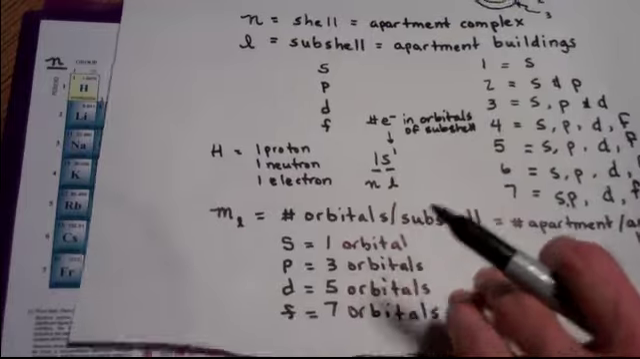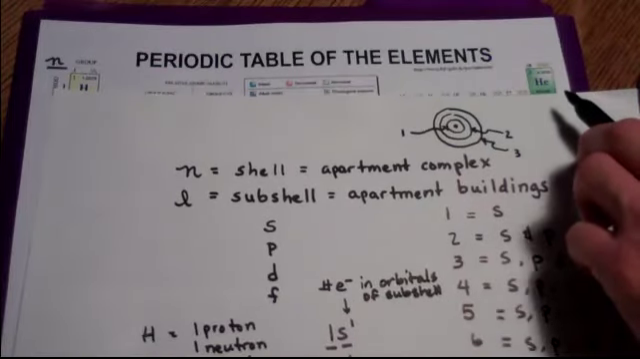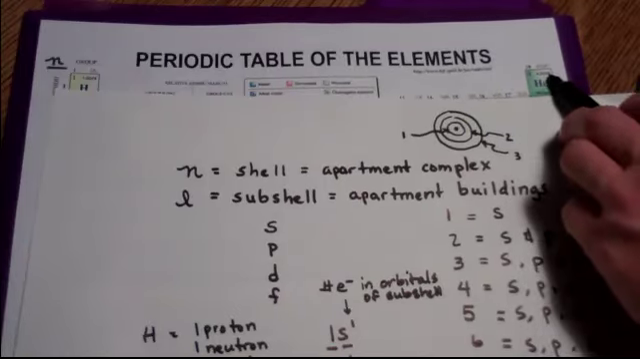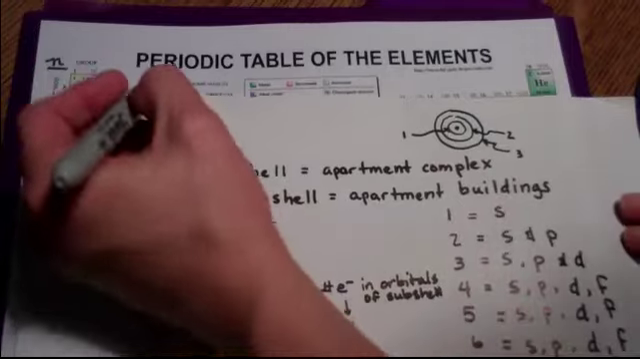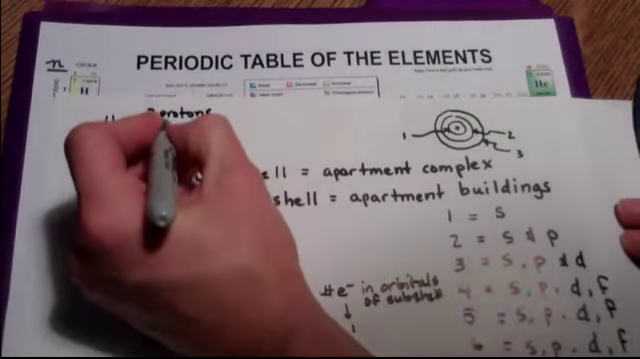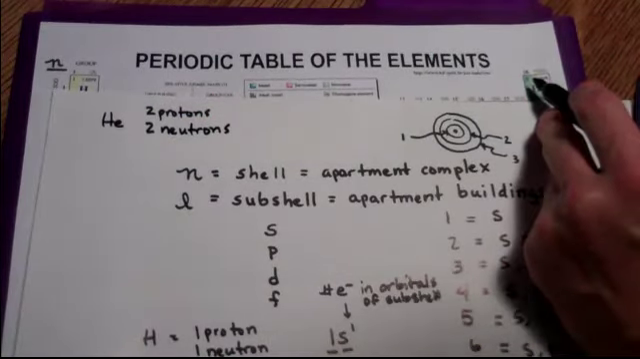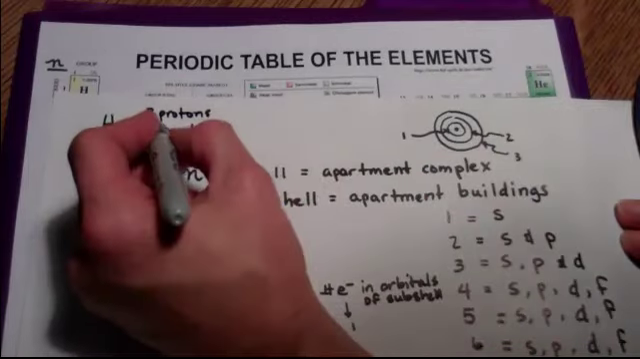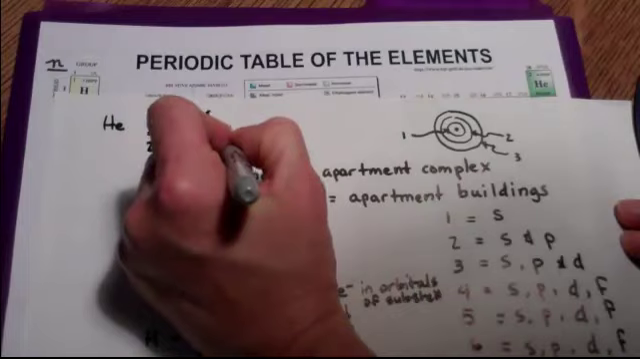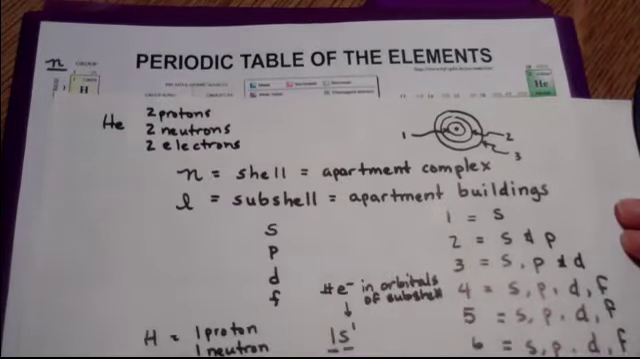So if we look now at the next element in the periodic table, it is going to be helium. Helium has 2 protons. It also has a mass of 4, so it has 2 neutrons, because 4 minus 2 is 2. And in the ground state, it's also going to have 2 electrons because that atom has to be neutral. So the number of electrons has to be equivalent to the number of protons.